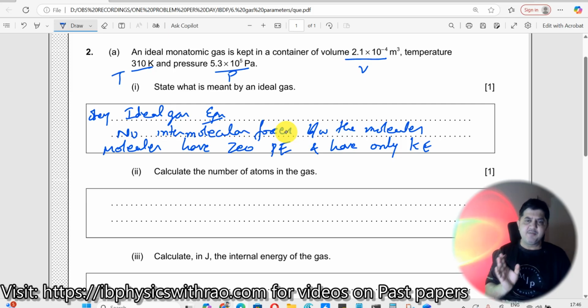There are 7 assumptions totally for the ideal gas, but what you can do is just mention any one of these. Only one is fine, because it is only for 1 mark. Next, calculate the number of atoms in this gas.